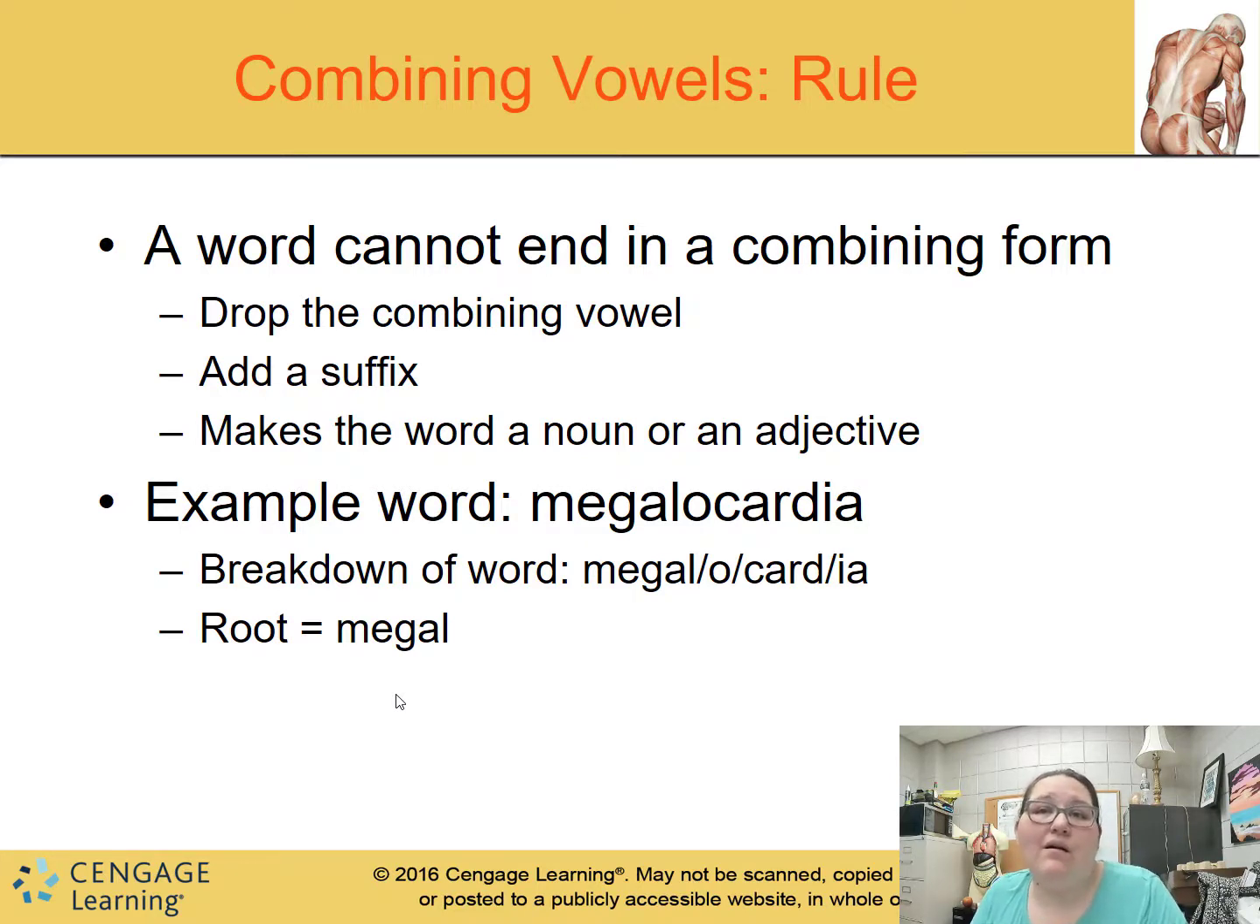Megalo and then cardia. So actually it's an enlarged, okay, so this IA would be your "pertaining to," okay? This is a pertaining to. Megalo means enlarged or enlargement, and then cardia is heart. We've talked about that one. So that's how you would break it down. You'd start at the end, go back to the beginning, and then read it.